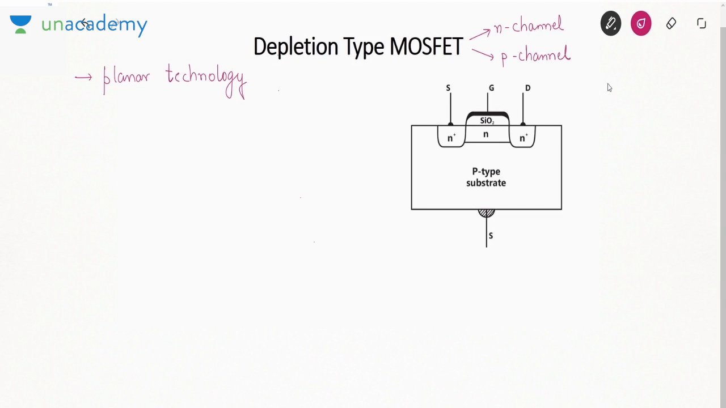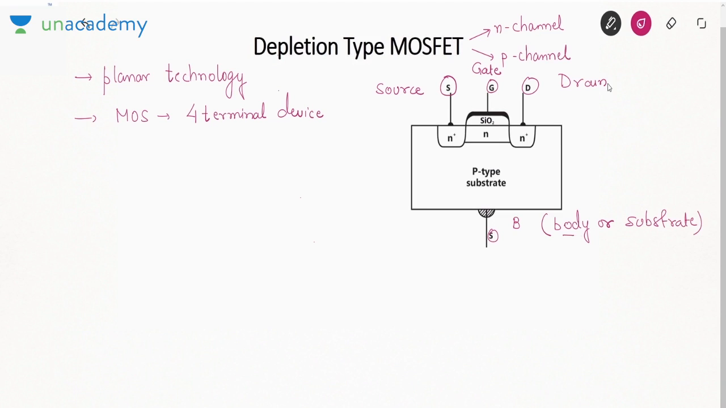Now basically, MOSFET is a 4-terminal device. Okay. Now what are the 4 terminals? S, this is your source. D, this is your drain. G, this is your gate. And this also S, basically it is also written as B. B means body or substrate.